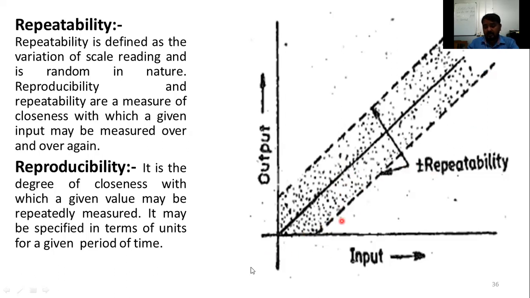Next, I will start to take the third reading. It may come here, or it may come here, or here and here. I will consider this one here. At 0 input, it is showing some output value.